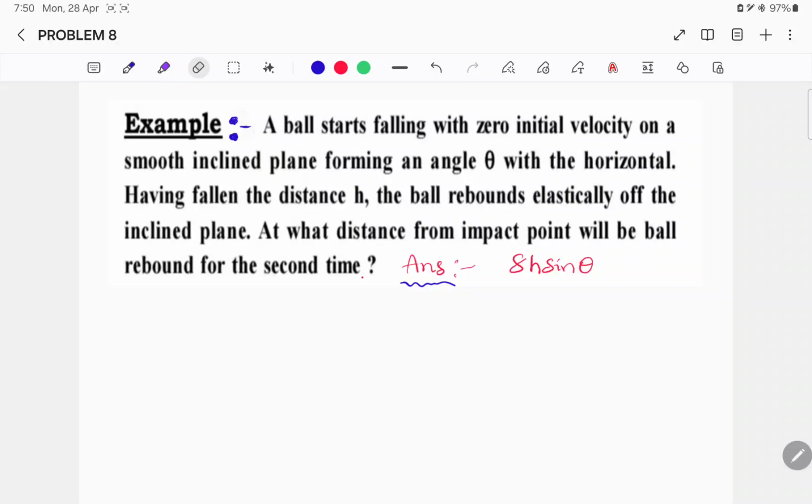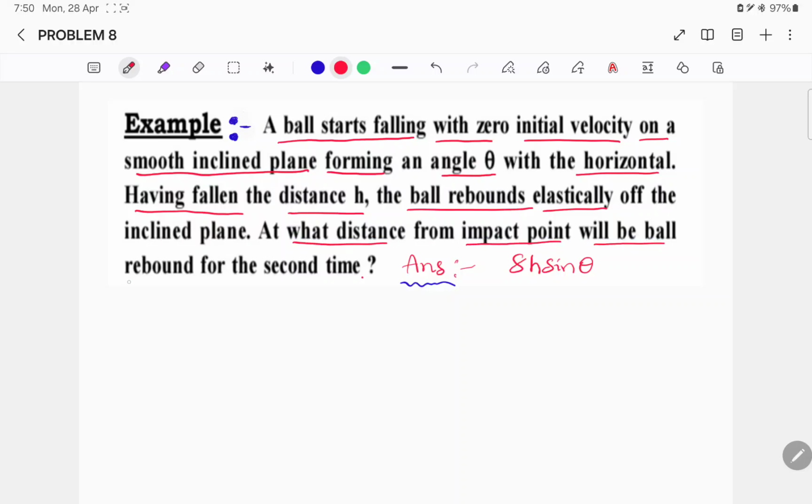Hello everyone. I'm here with one more question regarding JEE kinematics problems, problem number 8. You can see this question here. A ball starts falling with zero initial velocity onto a smooth inclined plane. This plane forms an angle theta with the horizontal. Having fallen the distance h, the ball rebounds elastically off the inclined plane. At what distance from the impact point will the ball rebound for the second time? The answer for this you will get as 8h sin theta.